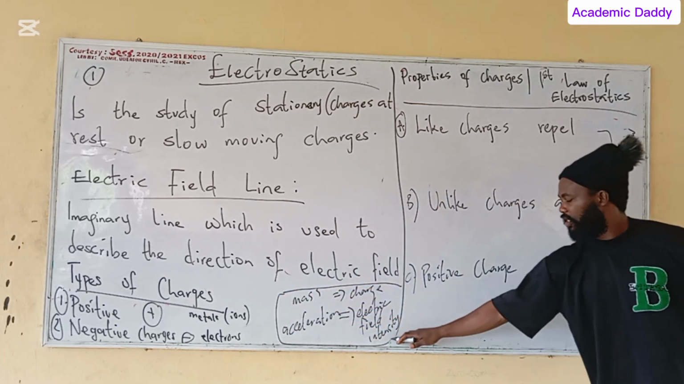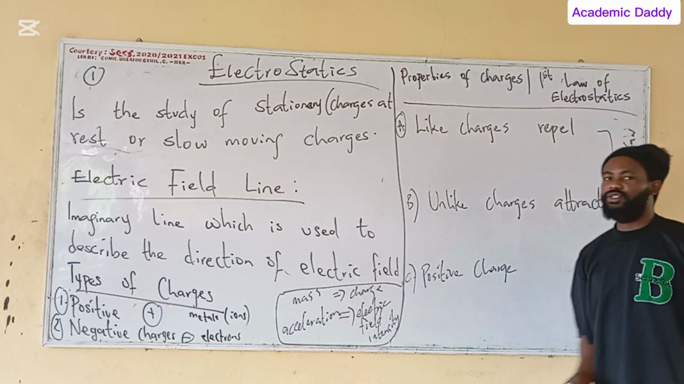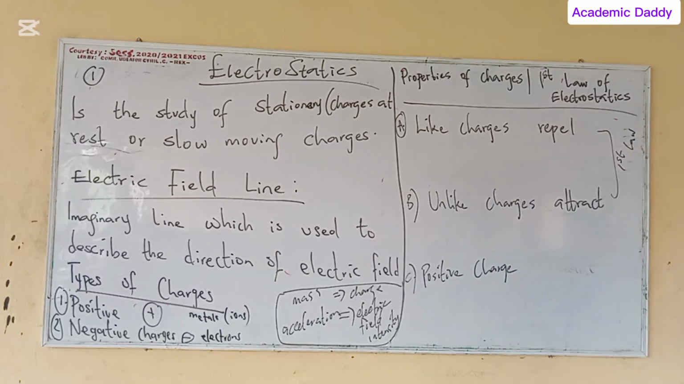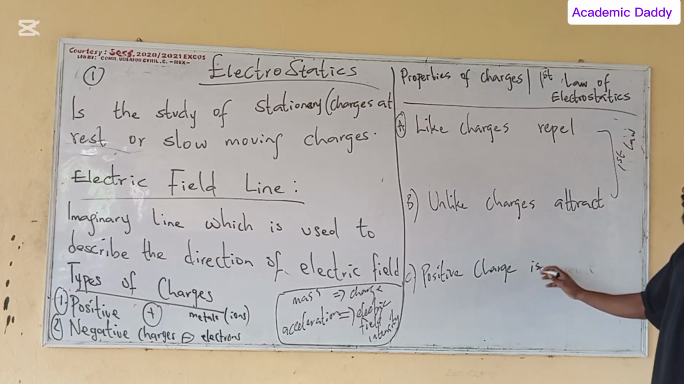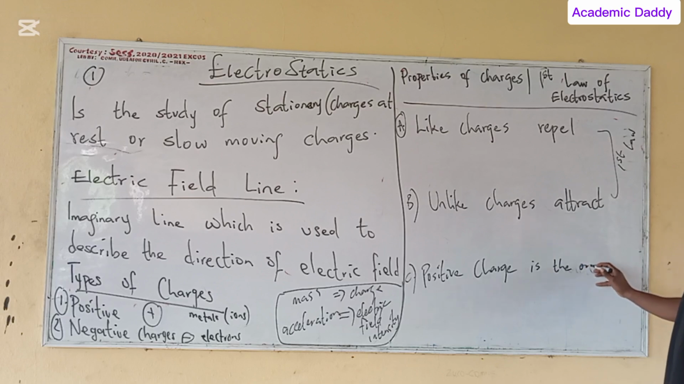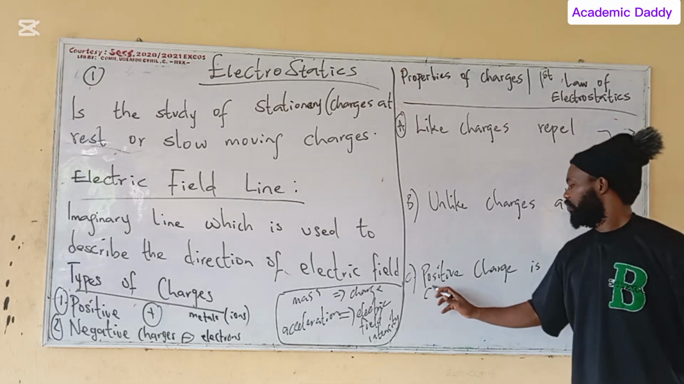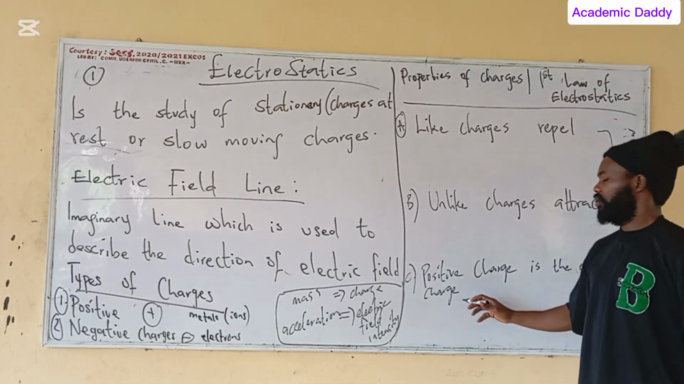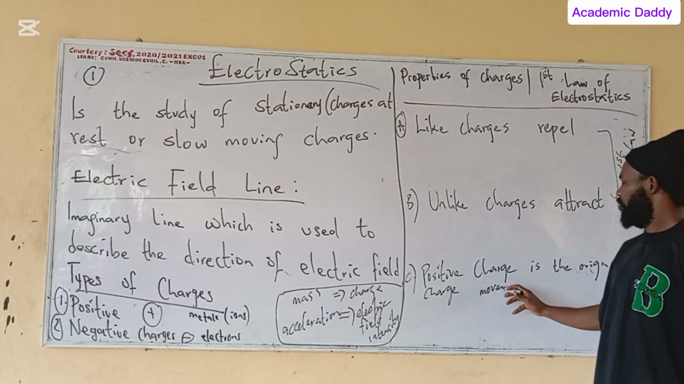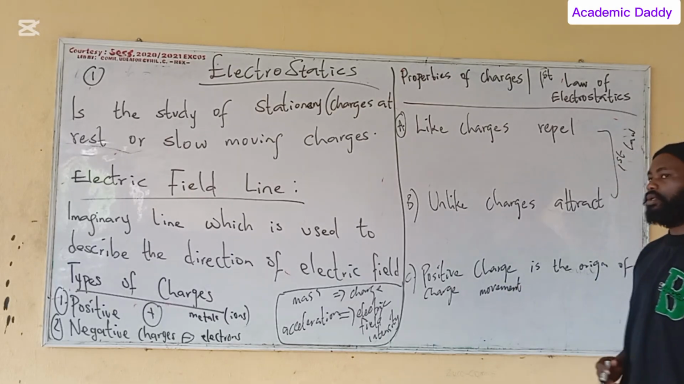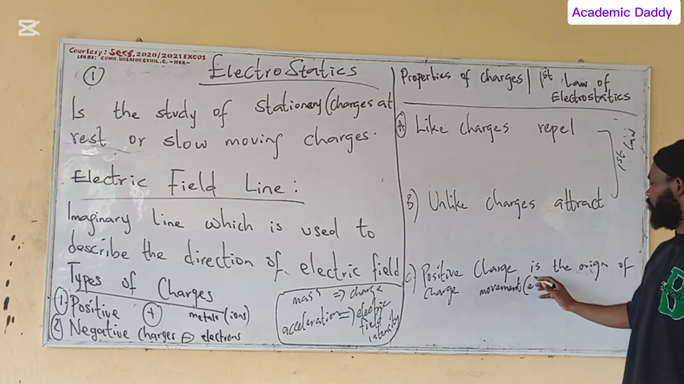But one thing you must understand is that chapter 1 and chapter 2 are very related. Positive charge, or you say charges, move from the positive terminal, from the positive axis. So positive charge is the origin of charges, of charge movements, or of electric field intensity.